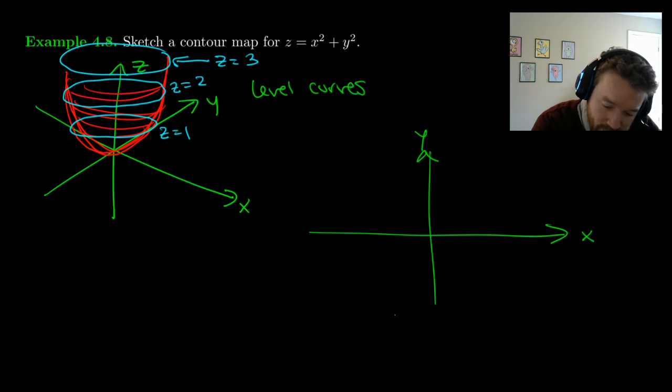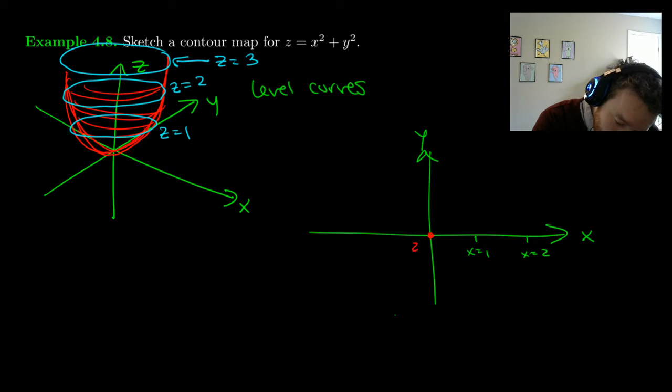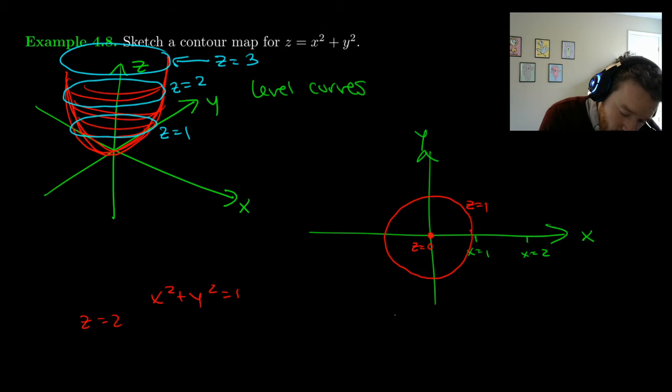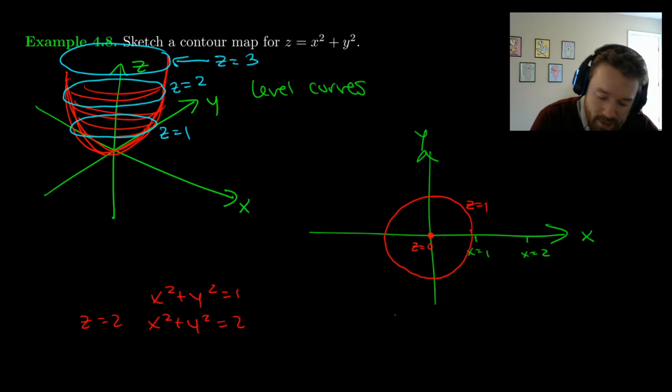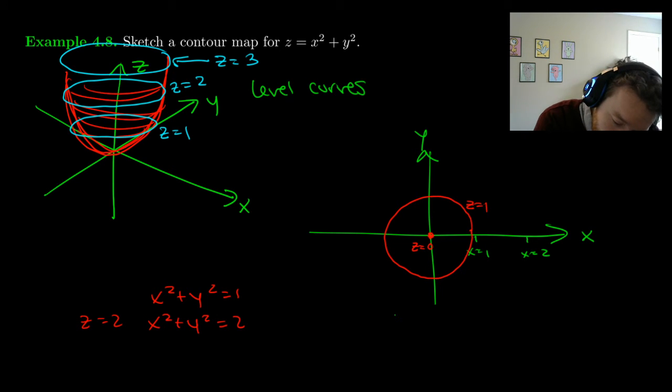Let's be a little bit careful here. Let's say that this is x equals 1, and here's x equals 2. Give yourself lots of space here. So I have here z equals 0. That's my first level curve, or rather my first contour. I have z equals 1, because at z equals 1, I have x squared plus y squared equals 1. At z equals 2, I have x squared plus y squared equals 2. That's a radius approximately 1.4, approximately 1.5 even. Let's just say it's 1.5.